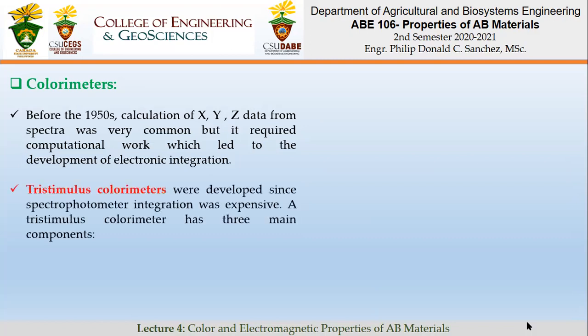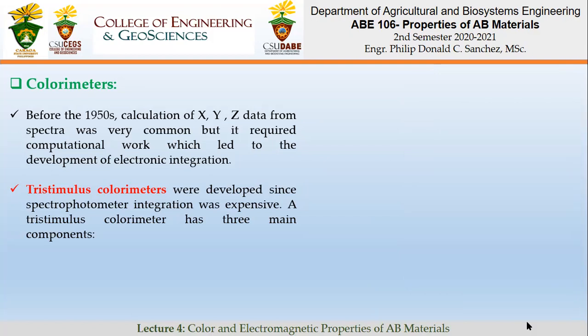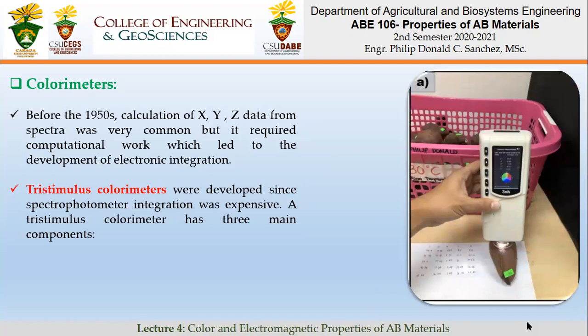Okay, the tristimulus colorimeters, which are commonly used nowadays, were developed because spectrophotometer integration was expensive. So colorimeters are a result of the development and comparative studies of spectrophotometers. They invented colorimeters because spectrophotometers were quite expensive. This is how a handheld colorimeter looks like.